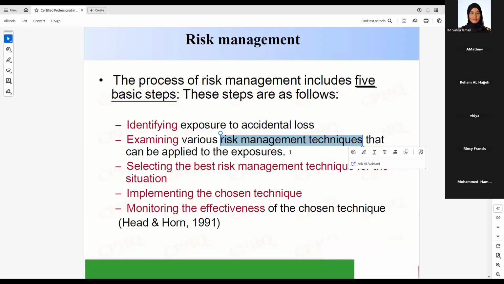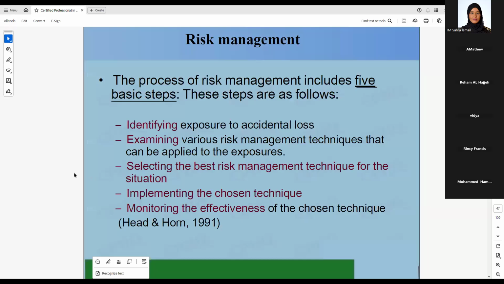So we will look at it more, but I just wanted all of you to know, when we talk about risk management techniques, this is what we mean: you look at the different ways in which you can address the risk. You can accept certain risks, you can eliminate certain risks, you can transfer the risks, or you can prevent the risk from happening. Okay.